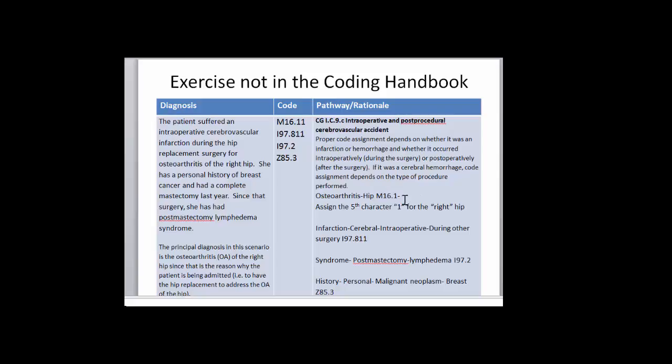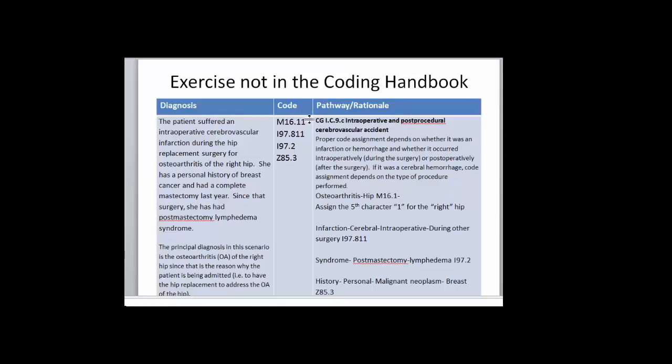So you've got the osteoarthritis first. So let's look that up. Osteoarthritis of the hip. Osteoarthritis of the hip is M16.1-, and those extra dashes are going to have to do with us identifying which side of the body we're on. In this case, the 1, 2, 3, 4, 5th character is a 1 that indicates it's the right hip.